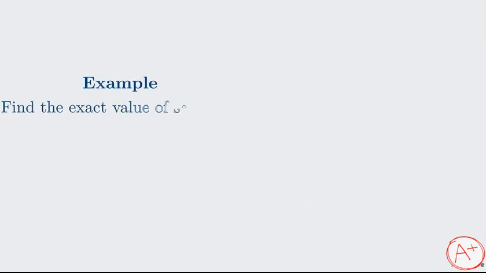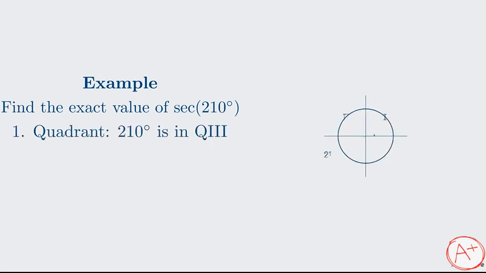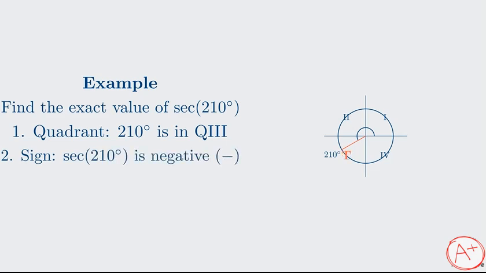Let's apply these definitions to evaluate the secant of 210 degrees. First, identify the quadrant. 210 degrees is between 180 and 270, so it lies in the third quadrant. Second, determine the sign. In the third quadrant, only tangent and cotangent are positive. Therefore, cosine is negative, which means its reciprocal, secant, must also be negative. Third, find the reference angle, alpha. For the third quadrant, alpha equals the angle minus 180.